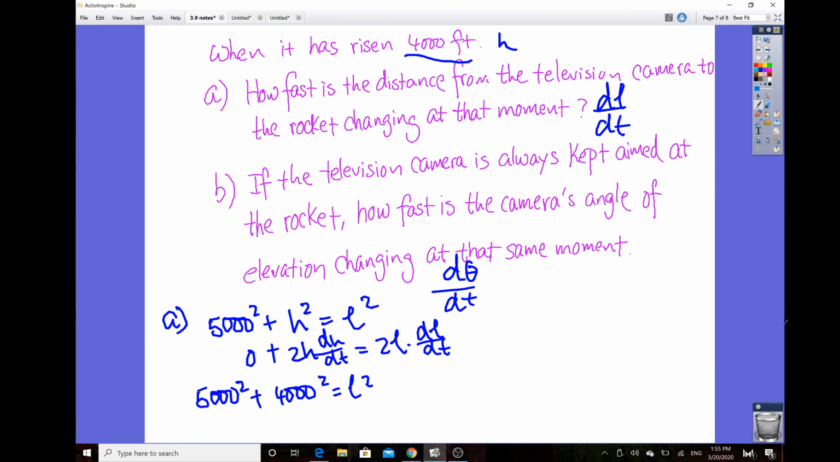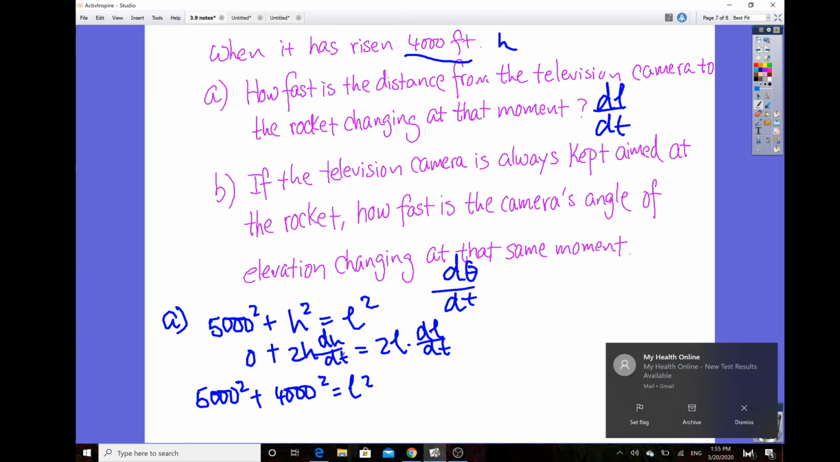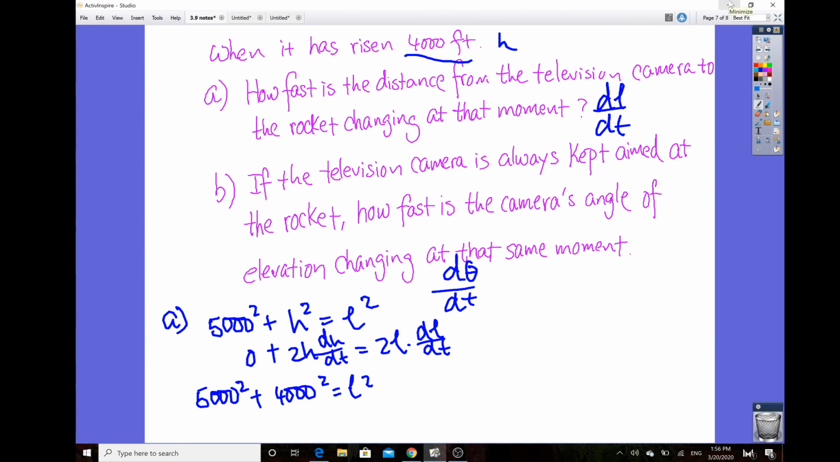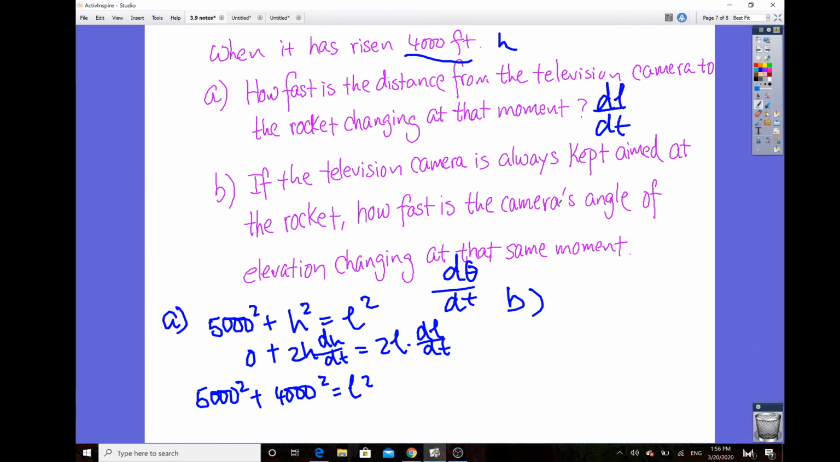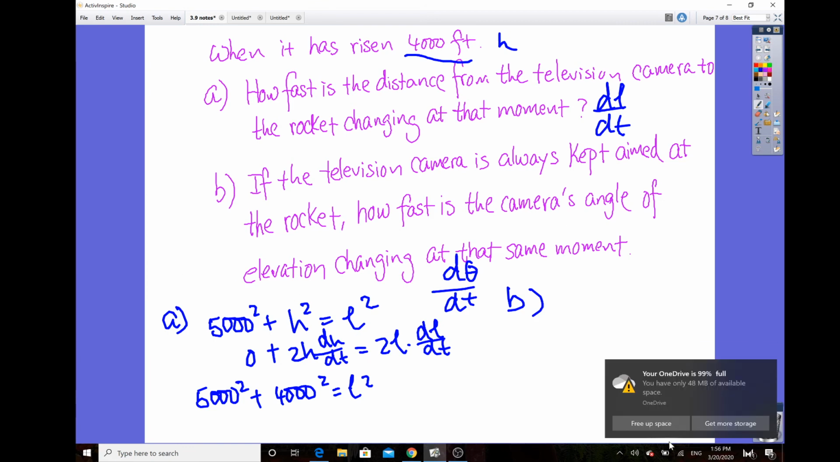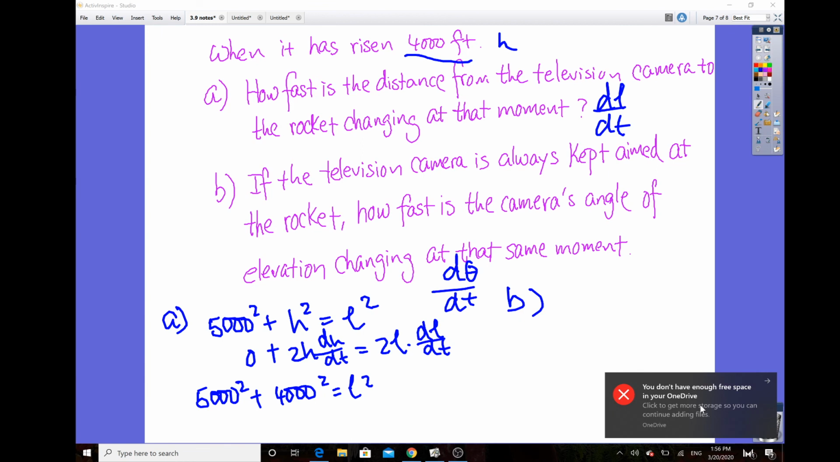Okay, so now let's see what else we have for the rest of this. Once you solve for L, just plug in a number, plug in h, plug in dh over dt, and then you solve for dL over dt. And then what about part B? For part B, okay, this one, deal with that later.